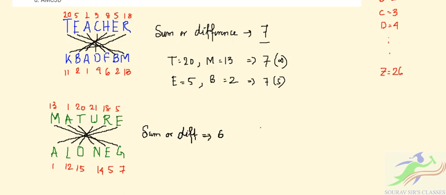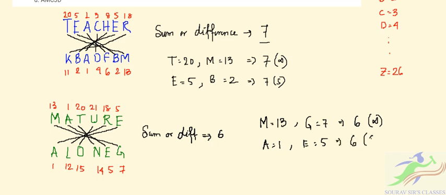Okay, so if we take M equal to 13, now G is equal to 7, so we have the difference is 6, right? And if we take A equal to 1 and E equal to 5, it is also coming 6, which is the summation. So the sum or difference of this place value should be 6. And also note that the total number of alphabets in TEACHER is 7, and in MATURE it is also 6.